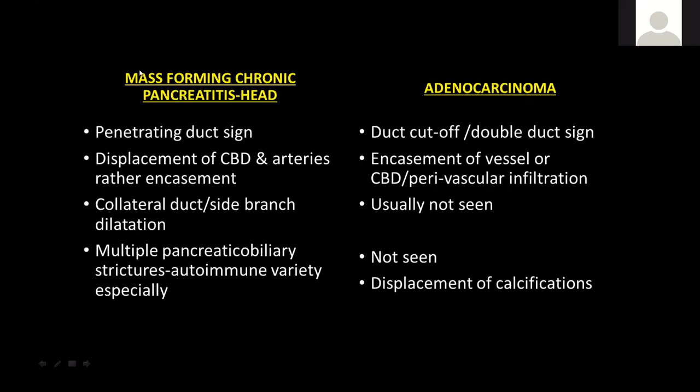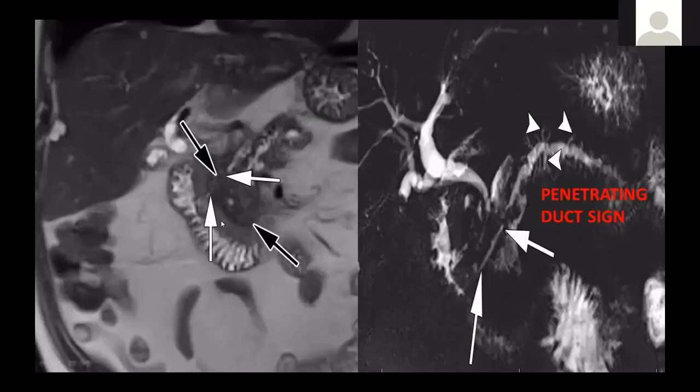Now, as Dr. Prasad stated, there is commonly mass formation in the head region of the pancreas in chronic pancreatitis, which should be differentiated from adenocarcinoma. So here is a case where we can see there is a mass within the head region of the pancreas. And when we performed MRCP, we could see the ductal dilatation, side branch ectasia, as well as we could see that the duct is coursing very smoothly through the mass lesion. So this is a penetrating duct sign which indicates the presence of an inflammatory mass rather than adenocarcinoma.